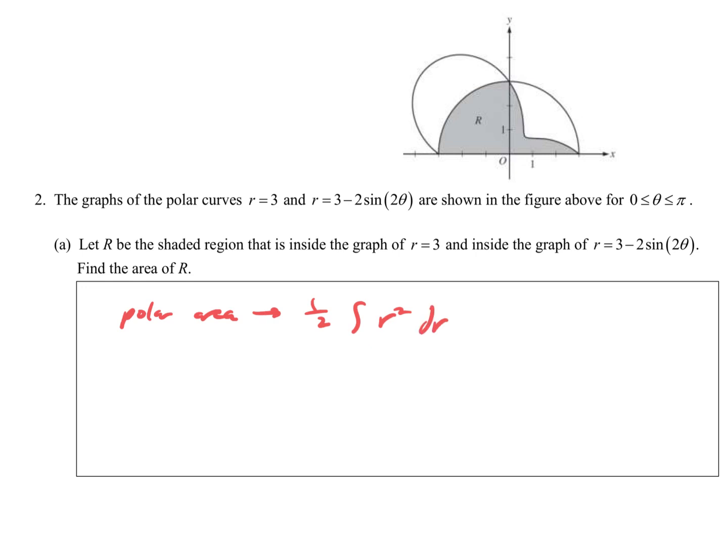I guess it's dr, right? That feels wrong. D theta. It's d theta. Okay, and then your limits of integration. All right, so for this one, we've got from 0 to pi over 2, and r is 3 minus 2 sine 2 theta. Oh, sorry, pi over 2, thank you. Squared d theta, and then plus, again, what you had was fine, but it's just a quarter of the circle, and since the radius is 3, it's just pi r squared, so that's 9 pi over 4.